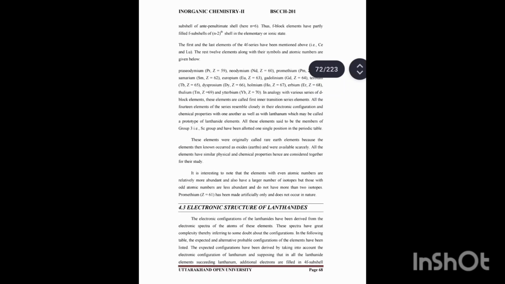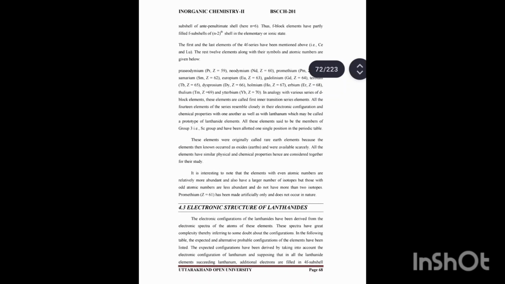It is interesting to note that the elements with even atomic numbers are relatively more abundant and also have a larger number of isotopes, but those with odd atomic numbers are less abundant and do not have more than two isotopes. Promethium (Z equals 61) has been made artificially only and does not occur in nature.